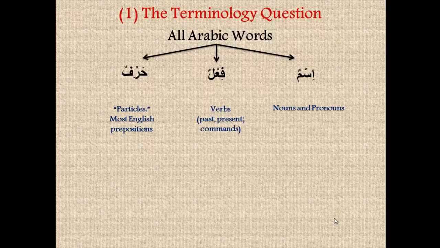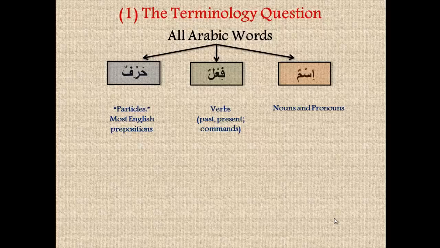Topic number 1, the terminology question. So in lesson number 1, in the previous lesson, I told you that all Arabic words can be divided into 3 large categories, and they are namely the ism, the fi'l, and the harf. Ismun wa fi'lun wa harfun. And I defined these words for you in lesson number 1. I told you that the ism was a noun or a pronoun, that the fi'l was a verb, and that the harf I defined using the very vague English term particle. And I mentioned that most English prepositions fall under this category right here.